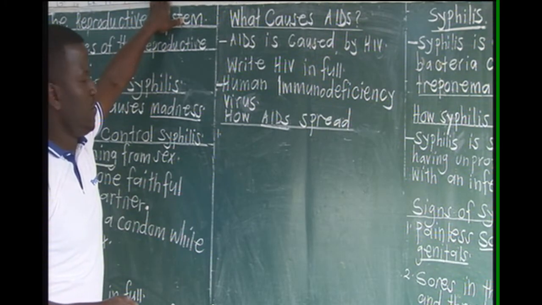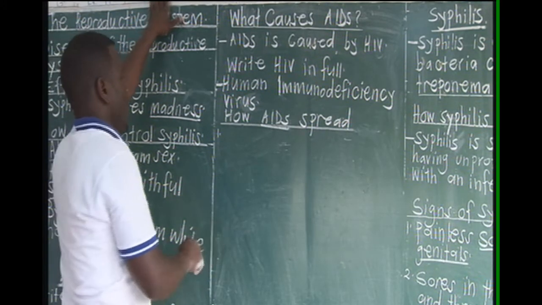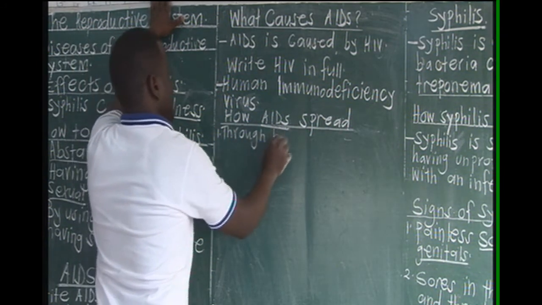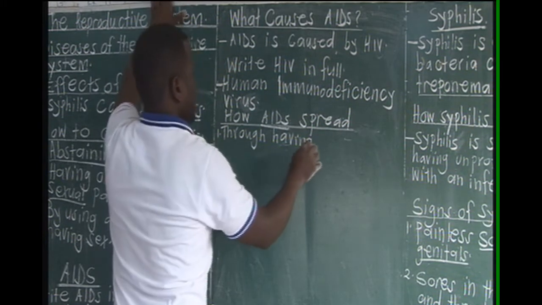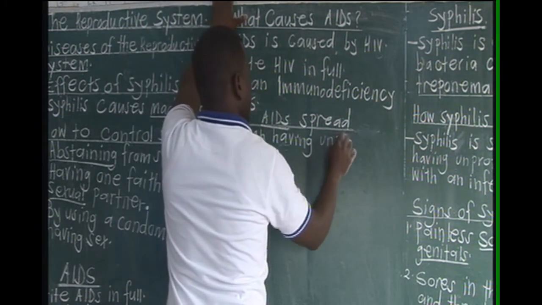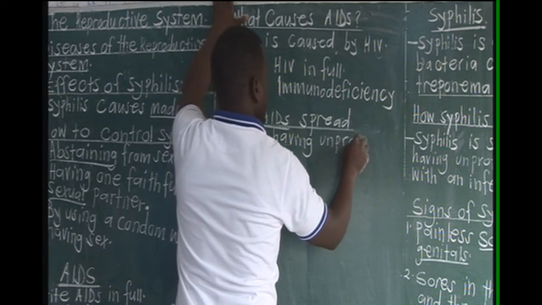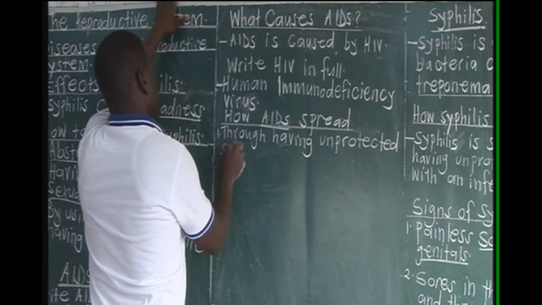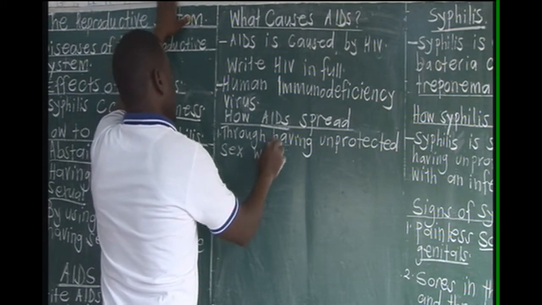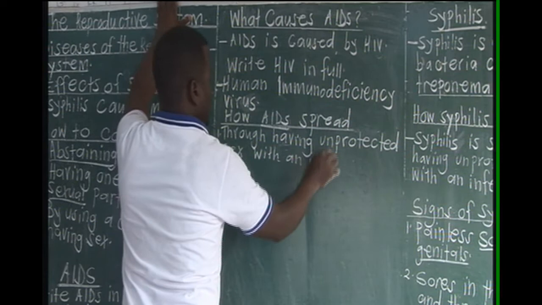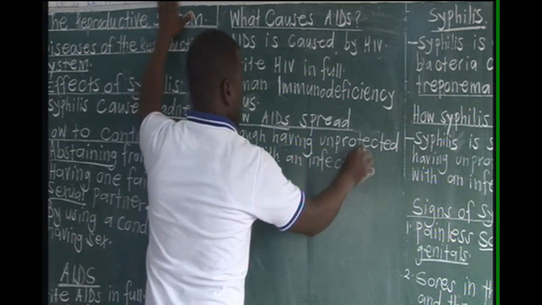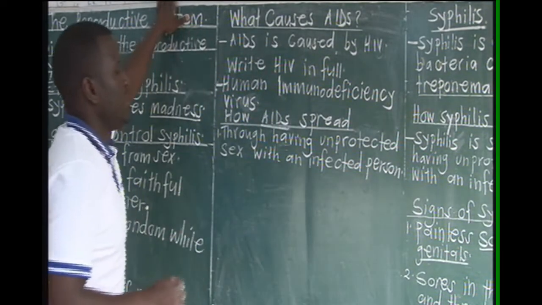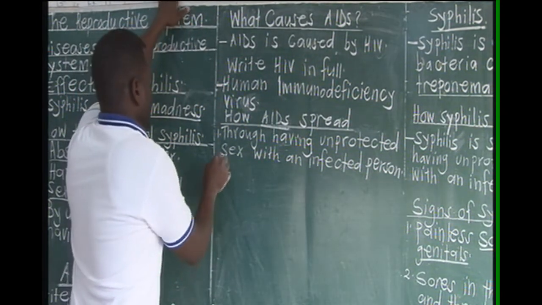AIDS is spread in around 3 or 4 ways. One, it can be spread through having unprotected sex, just like gonorrhea. Through having unprotected sex with an infected person.